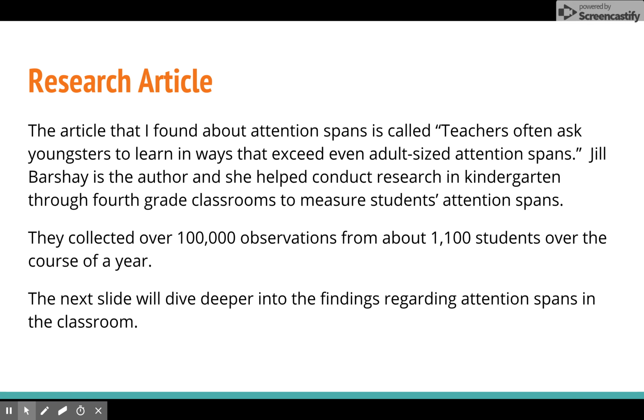When I began researching, I found an article about attention spans that's called Teachers Often Ask Youngsters to Learn in Ways That Exceed Even Adult-Sized Attention Spans. Jill Barshay is the author, and she helped conduct research in kindergarten through fourth grade classrooms to measure student attention spans and find out how long they could focus. They did about 100,000 observations with about 1,100 students over the course of a year. And in the next slide, I'm going to dive deeper into what they found.